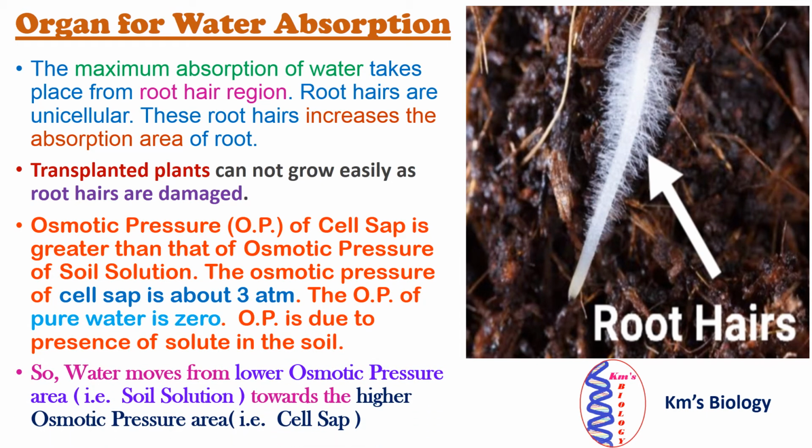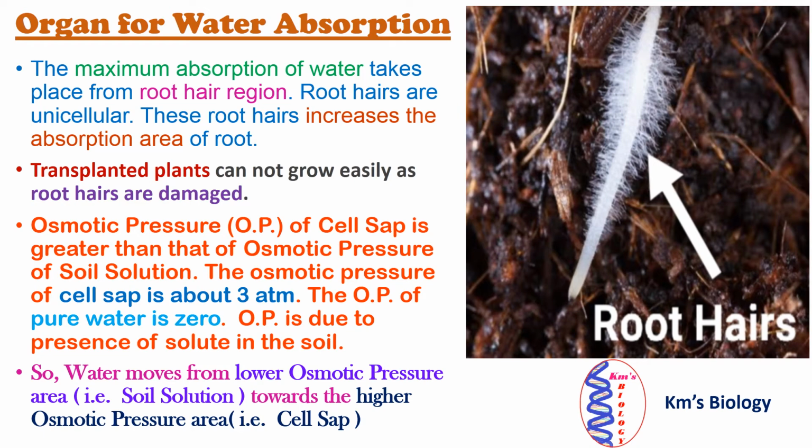Regarding absorption of water by plants, the maximum absorption of water takes place from the root hair region. Root hairs are unicellular. These root hairs increase the absorption area of the root. Transplanted plants cannot grow easily as root hairs are damaged.